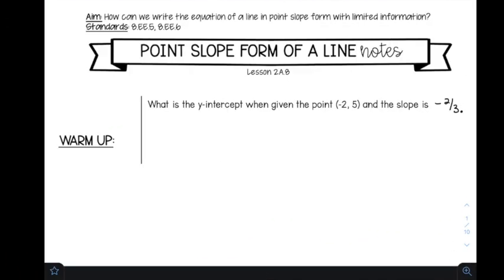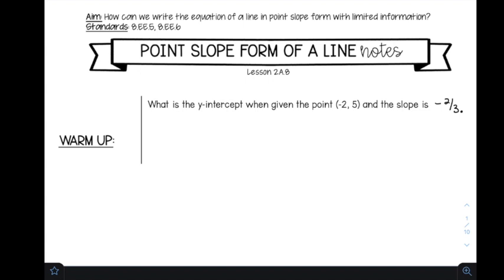Let's get to it. Okay, so welcome back. Today we are going to be learning about point slope form of a line. That's just one of the other equation forms to write a linear equation. Our aim for today is how can we write the equation of a line in point slope form with limited information. So this is kind of going back to what we were doing with slope of a line with your slope intercept form and using limited information that they give you from the problem.